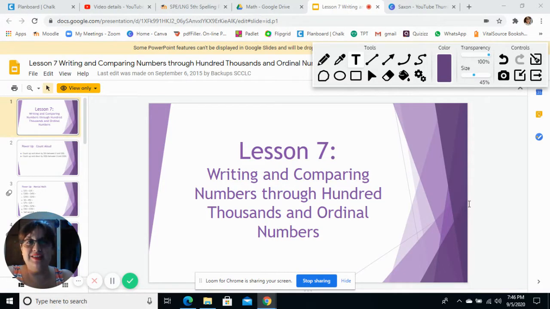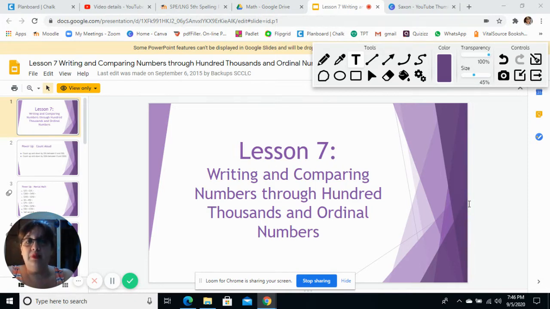Intermediate 5, this is lesson number 7, writing and comparing numbers through hundred thousands and ordinal numbers. We're going to jump in and get started because we have so much to cover today. So make sure you have your math notebook handy and a pencil, just like always. It's always a good idea to make sure you have an eraser as well.